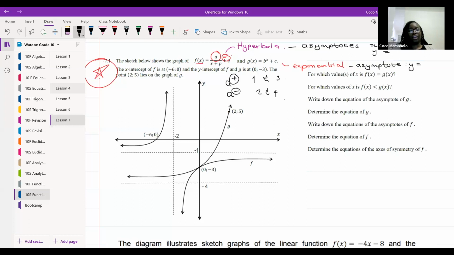Excellent. I hope everybody's on board. Asi, I know you just said, can you repeat? If it's in quadrants 1 and 3, so if it was sitting over here and over here, then that would be a positive graph. The a would be positive. But because it's sitting in quadrant 2 and quadrant 4, the a is automatically negative. So when we calculate for a, we must make sure that a comes out negative.